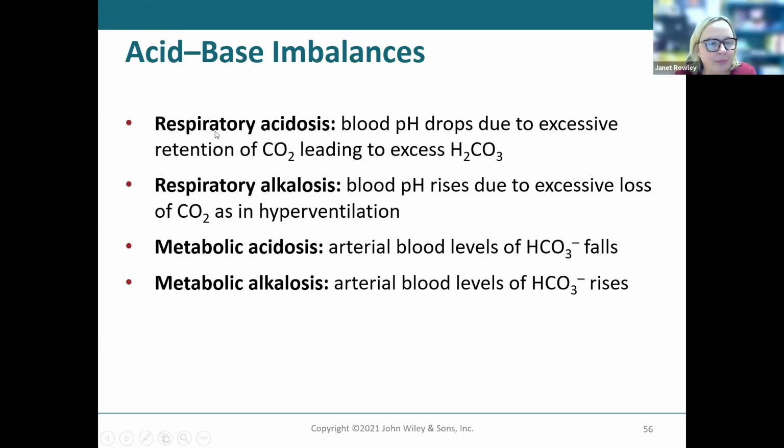All right, so respiratory acidosis is when the blood pH drops due to retention of carbon dioxide, leading to excess carbonic acid. And this is because you're not able to breathe out enough carbon dioxide. Respiratory alkalosis is when the pH rises due to excessive loss of carbon dioxide, as in hyperventilation. Metabolic acidosis is when the blood levels of HCO3- fall, and metabolic alkalosis is when the blood levels of HCO3- rise.